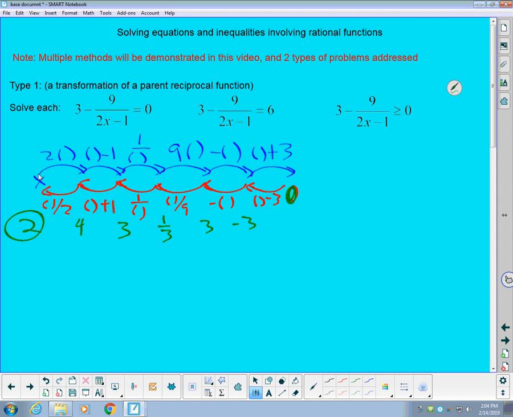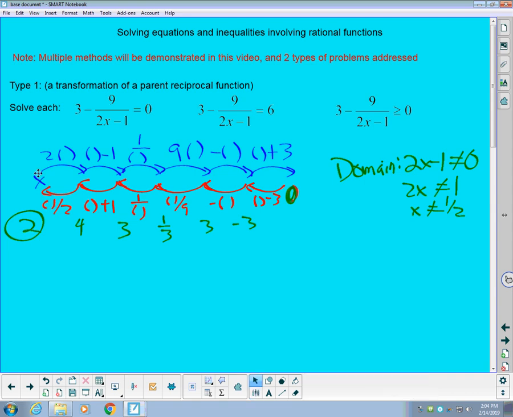We should probably note along the way here, we do have something in the denominator there, so we can specify for the domain that 2x minus 1 cannot equal 0, which means 2x can't equal 1, and x cannot equal 1/2. 2 is not 1/2, so it's a perfectly good solution for that first one.